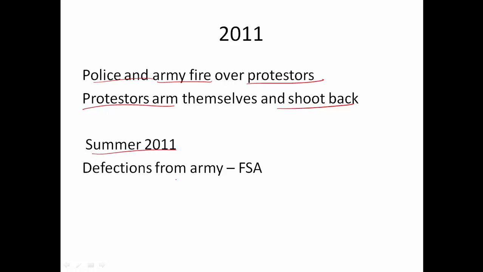So in summer of 2011, these ongoing protests became violent, and some officers and soldiers defected from the army. They left the army and they formed another organization called the Free Syrian Army. They supported the rebels. So this FSA was formed and it started fighting against the government and Assad.